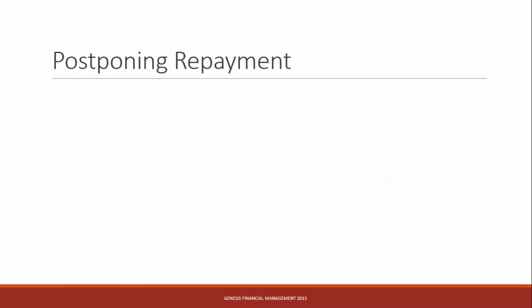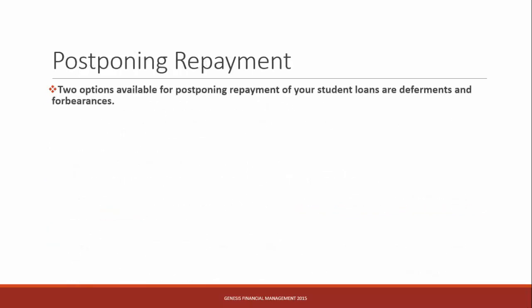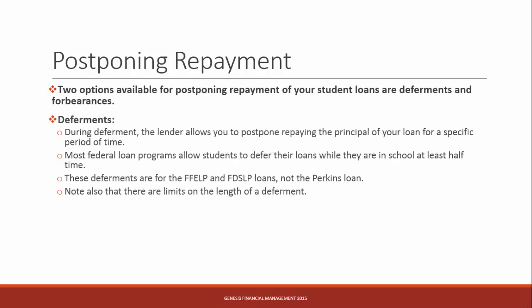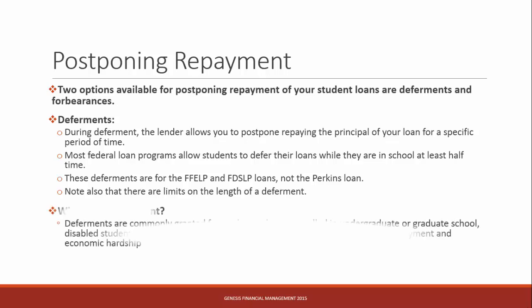Postponing repayment. The two options available for postponing repayment of your student loans are deferment and forbearance. Deferments. During deferment, the lender allows you to postpone repaying the principal of your loan for a specific period of time. Most federal loan programs allow students to defer their loans while they're in school at least half the time. These deferments are for FFELP and FDSLP loans, not the Perkins loans. Note also that there are limits on the length of a deferment.